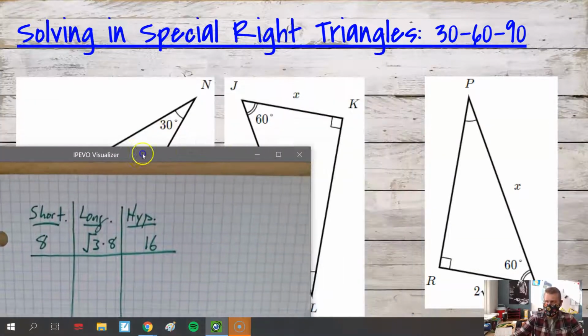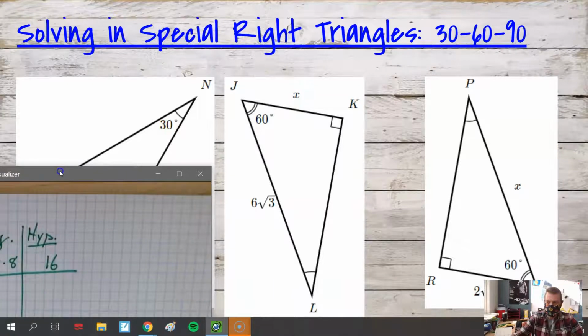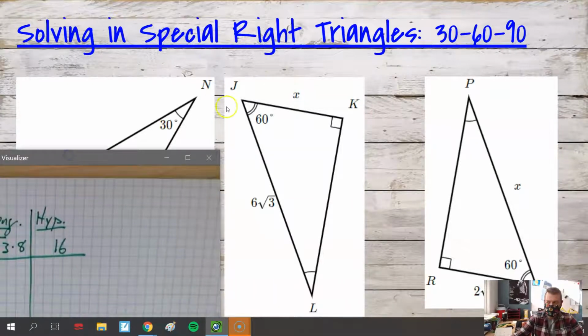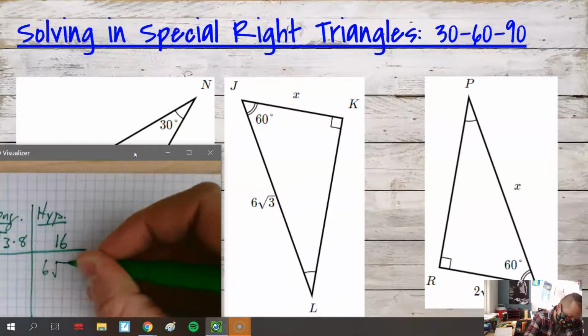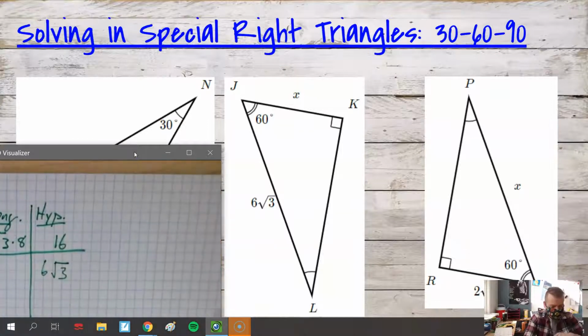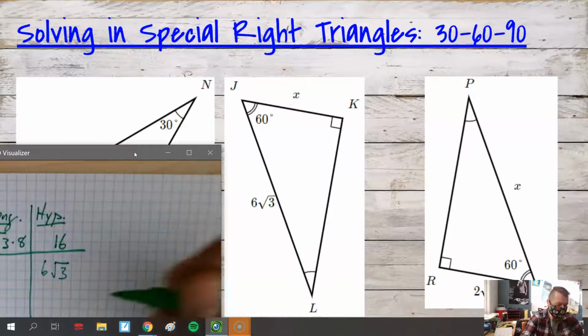We are now given what? What is this side? Hypotenuse. So we're going to put 6. Interesting. Well then, try it on your own.